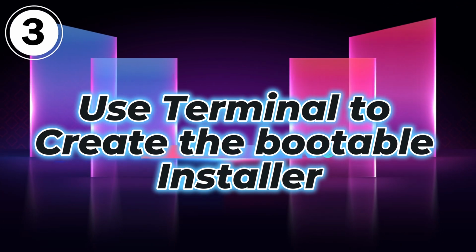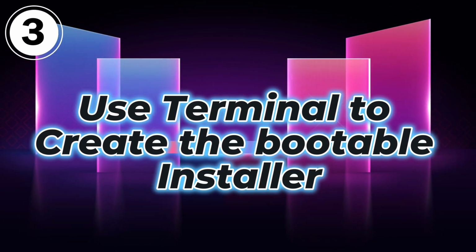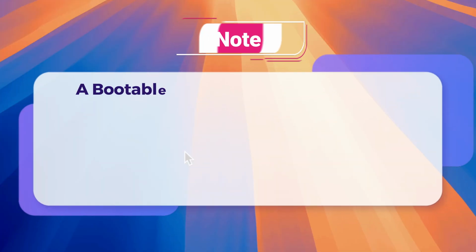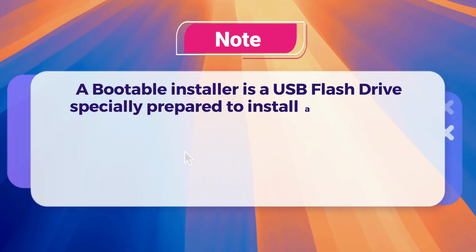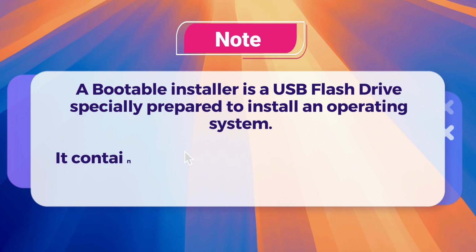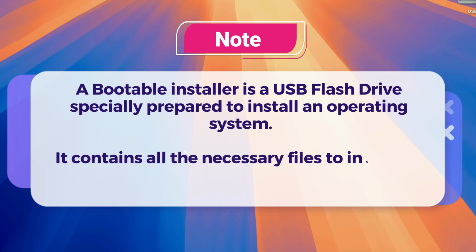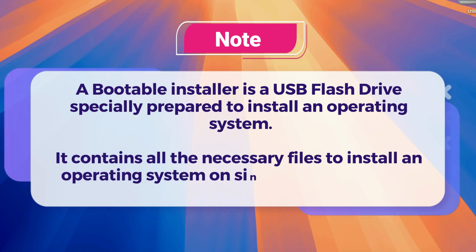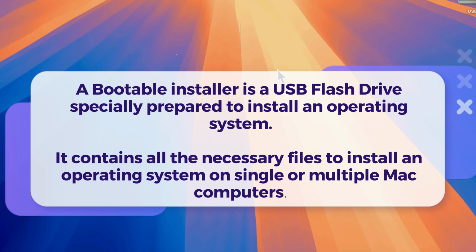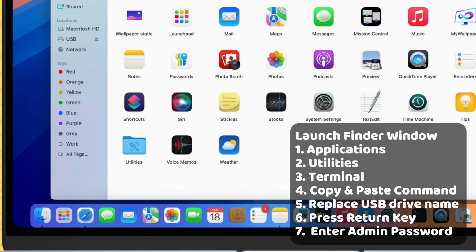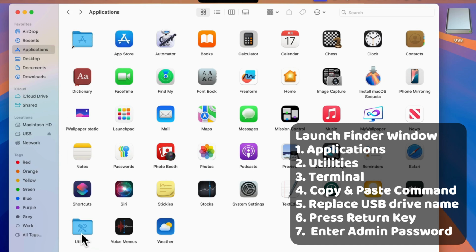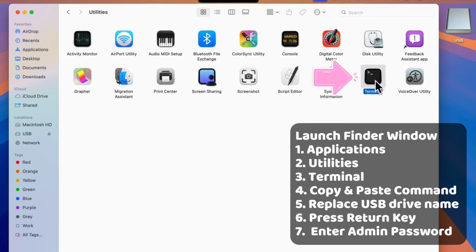Step 3. Use Terminal to create the bootable installer. A bootable installer is a USB flash drive specially prepared to install an operating system. It contains all the necessary files to install an operating system on single or multiple Mac computers. Let's see the steps. Launch the Finder window and click on Applications. Go to the Utilities folder and click to open the Terminal window.